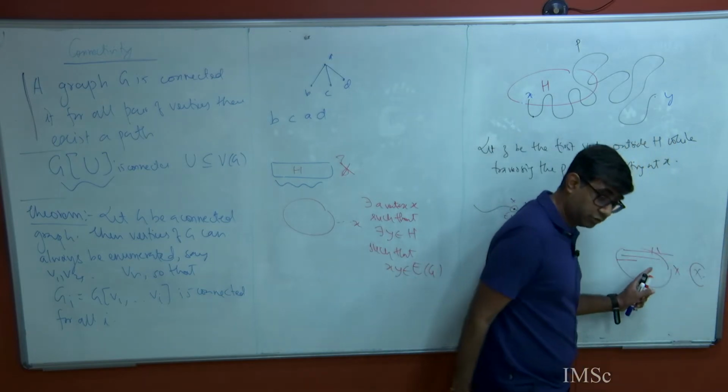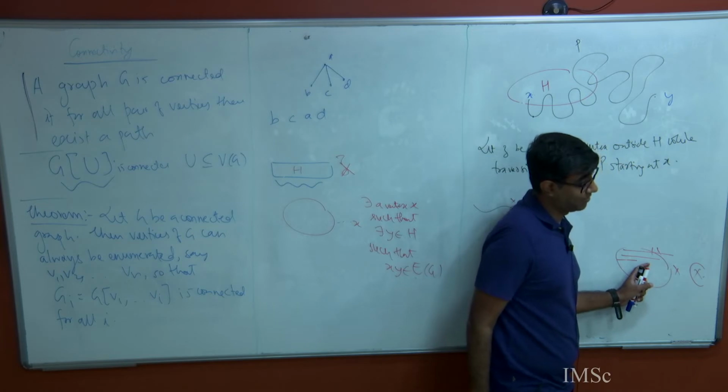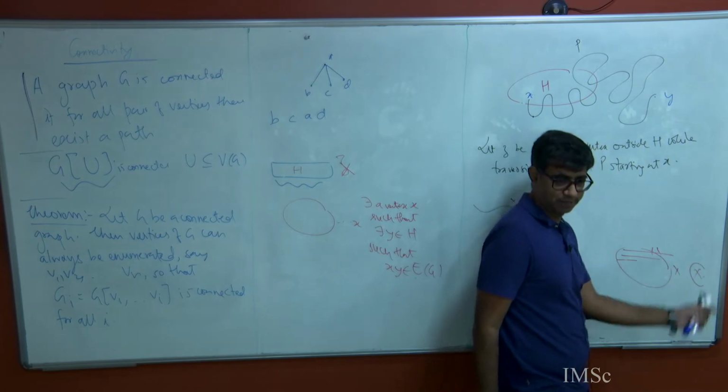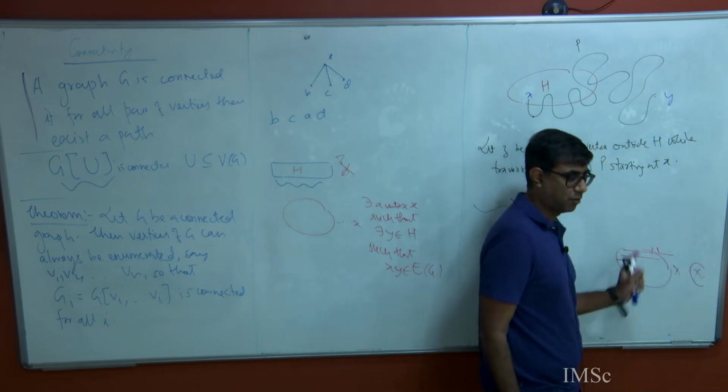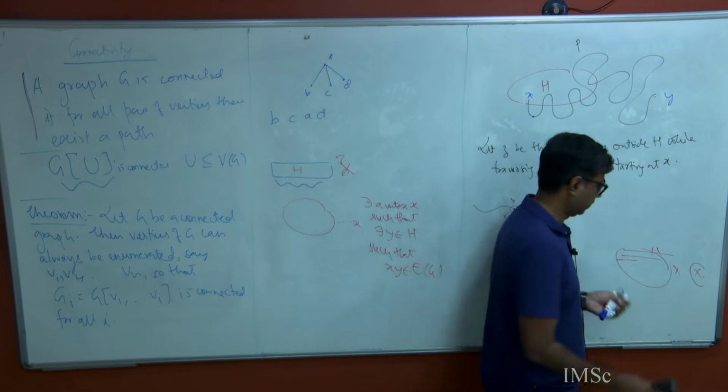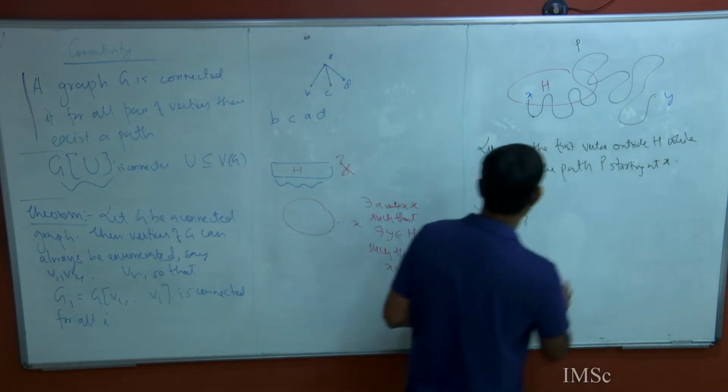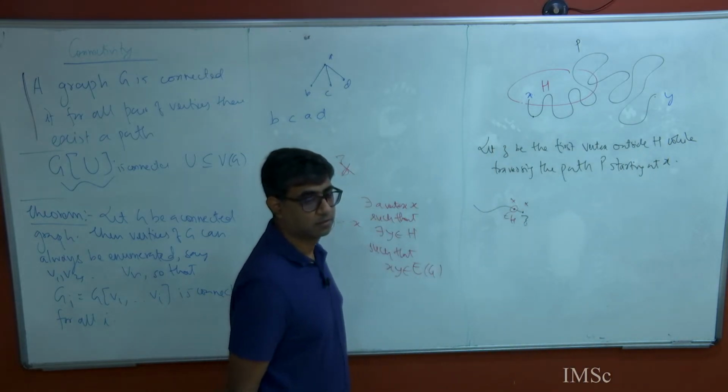But why is this useful? Again, when you try to do induction, I want to delete a vertex so that the property is satisfied. So I will delete this vertex as the property is satisfied.